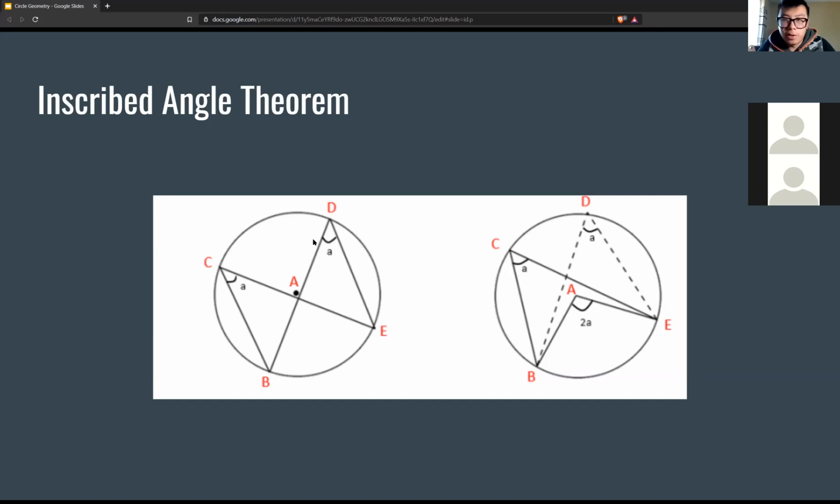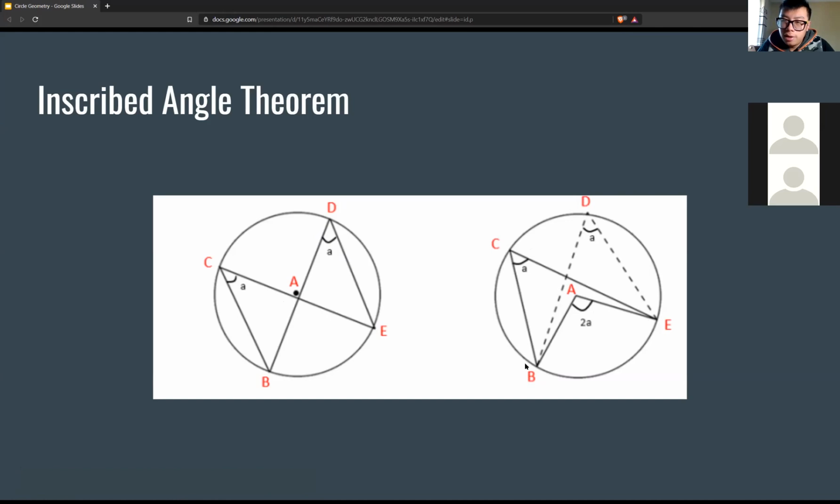The way we can prove that, we can also use the Star Trek theorem again. If you notice here, we can connect B and E to the center point, which let's call A. So we connect those to A, and we have a Star Trek, where we have the angle A here, and the angle BAE is equal to 2A.